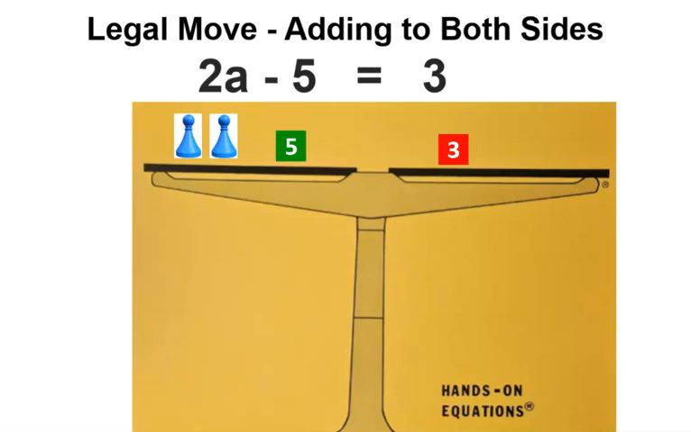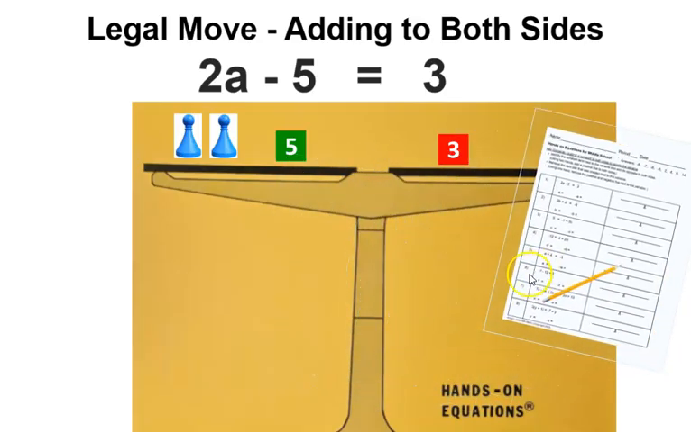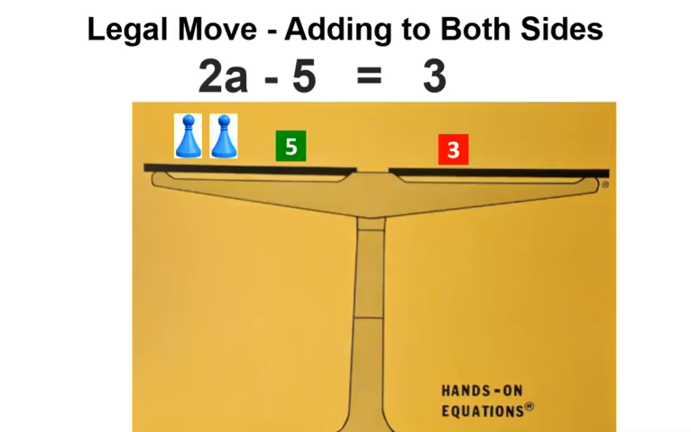In this lesson, we're learning a new legal move by adding to both sides, and that's going to help us isolate the variable. We'll be working off this worksheet, which you can find in the description off my Teacher Pay Teachers website. So when I look at this setup here, I notice there are no legal moves I can do.